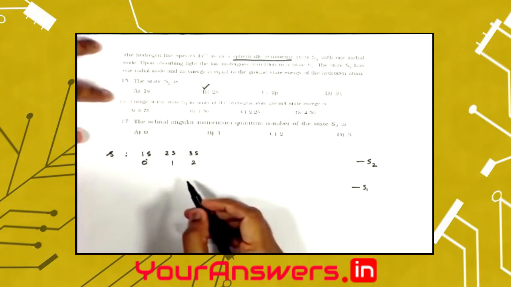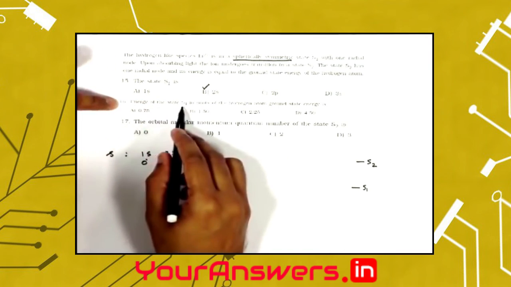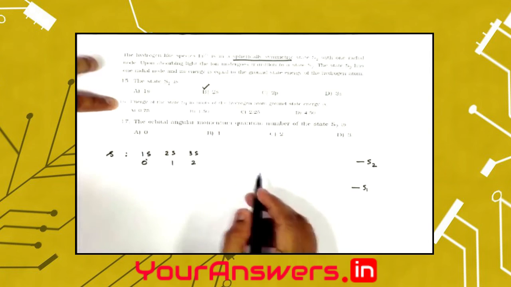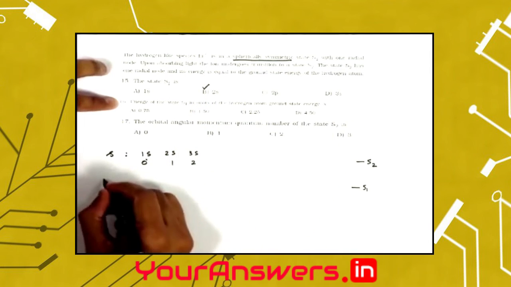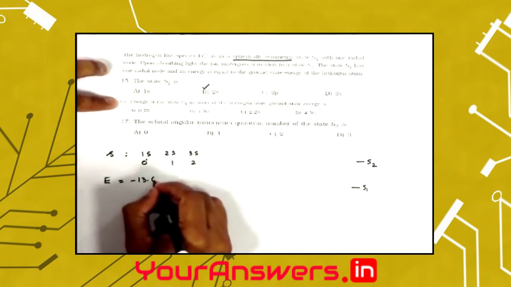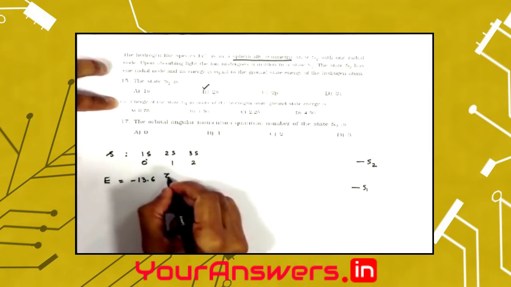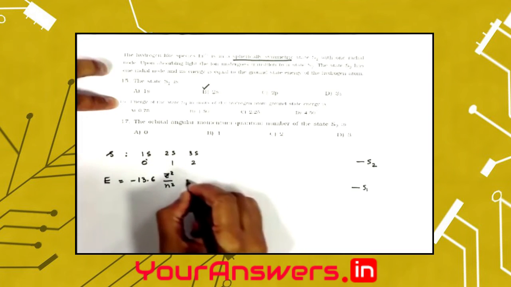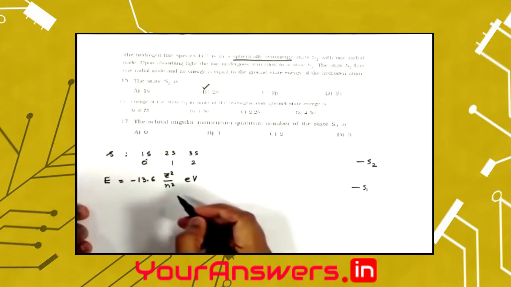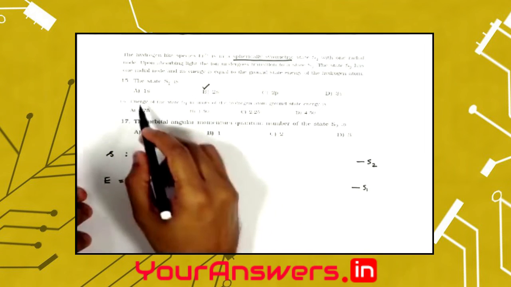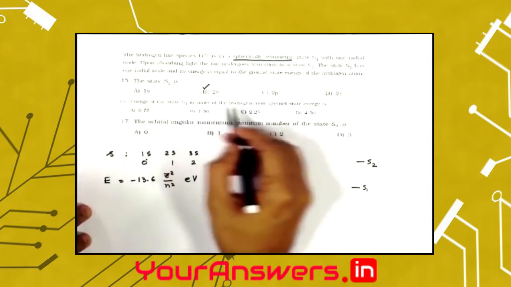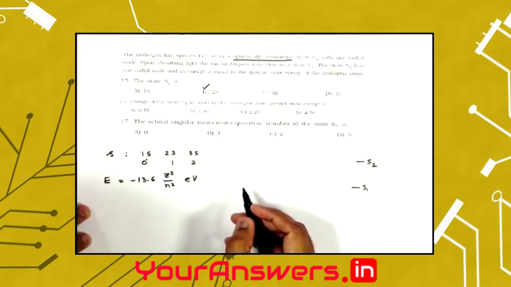Alright, this we answer. The next question asks for the energy of the state S1 in units of the hydrogen atom ground state energy. What do we know about the energy of lithium 2 plus? We know that its energy is minus 13.6 Z square divided by n square, which comes from Bohr's atomic model, and the energy is in units of electron volt. So this is the energy of lithium 2 plus. It wants us to find the energy of state S1 with respect to the ground state energy of the hydrogen atom.